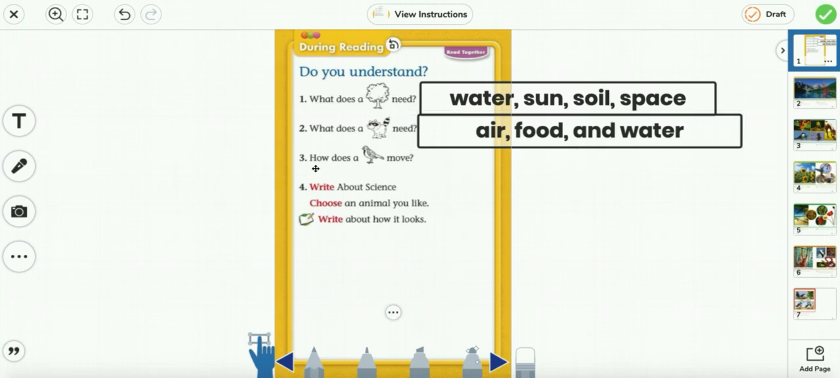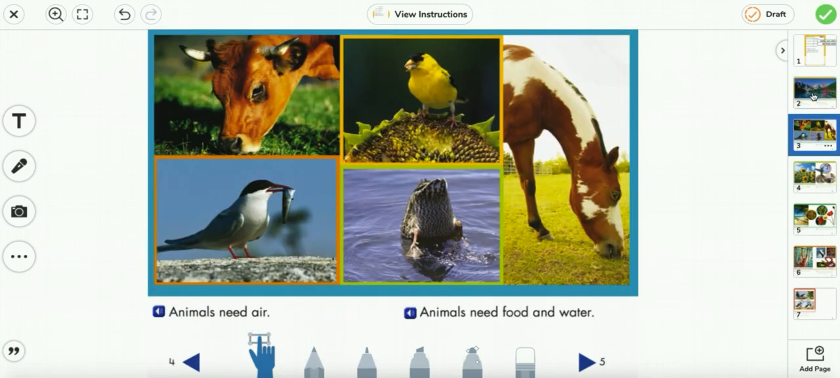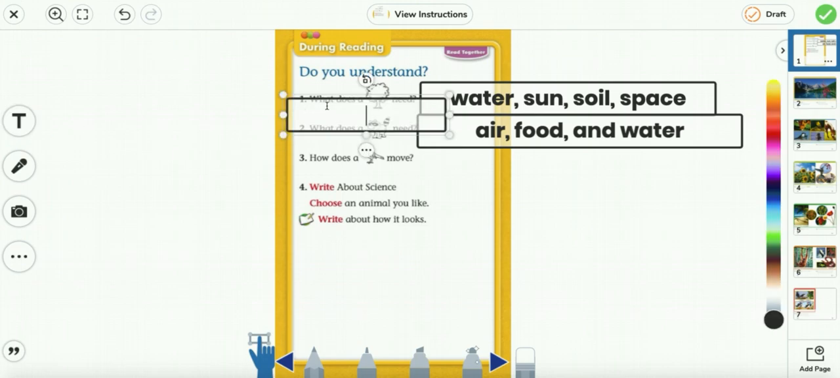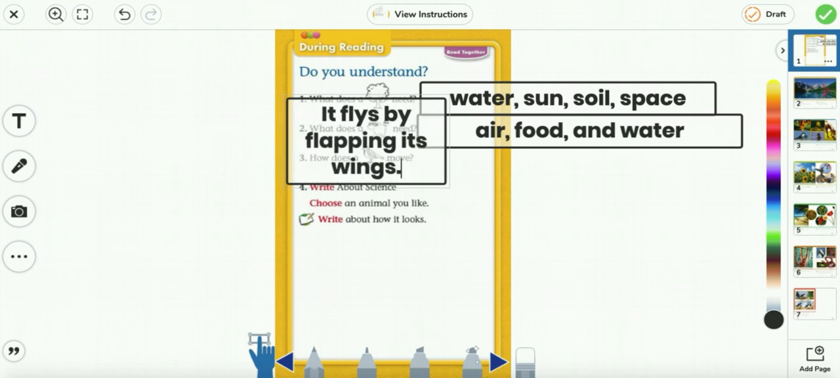Okay, next, how does a bird move? So we're going to go back to the story to see where it talks about birds and how they move. So here, most animals move to get food. How does a bird move? It uses its wings. So let's go over here. It flies by flapping its wings.